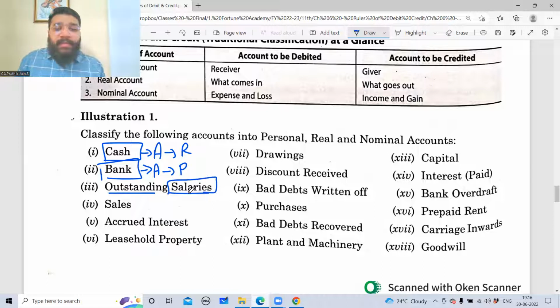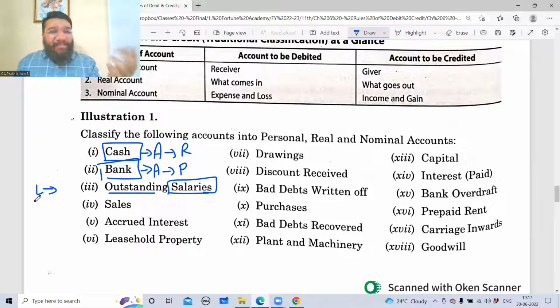I told you before, for expenses and income, if there is a prefix, then that becomes your asset or liability. Outstanding salaries means not expense. If you have a prefix, then it becomes either asset or liability. Now, what is outstanding liability? Outstanding means unpaid. Unpaid expenses means I have to pay it in future. Anything that I have to pay in future is liability. So this is liability. Being a liability, what did you identify? Which rule? Which personal?